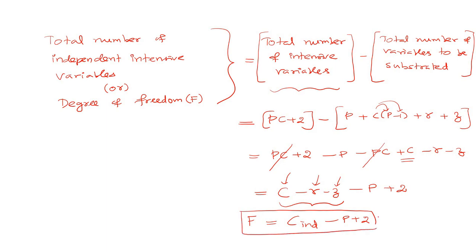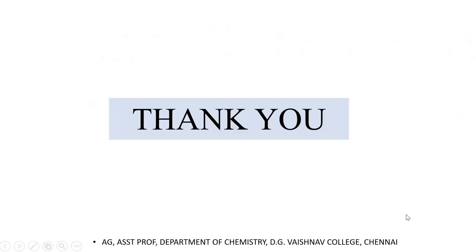And this is the phase rule for reactive systems. For a reactive system, the phase rule F has the same form as we discussed for the non-reactive system. The only difference is that in the previous case we used the symbol C, and here I am using the symbol C independent. So we need to find the actual number of independent variables that need to be fixed to study the system completely. I hope that you have understood this concept clearly. Thank you for listening.